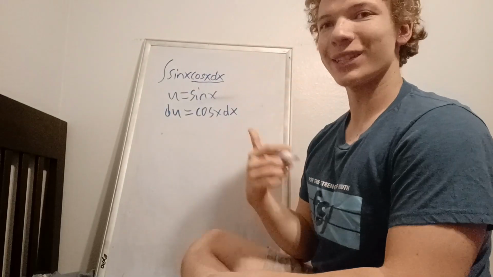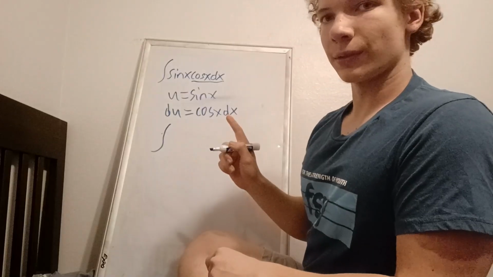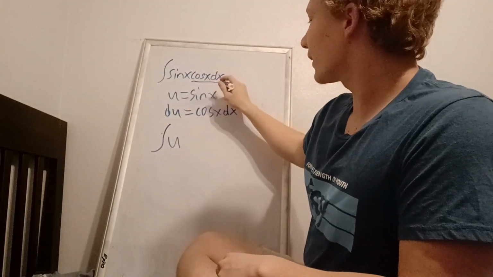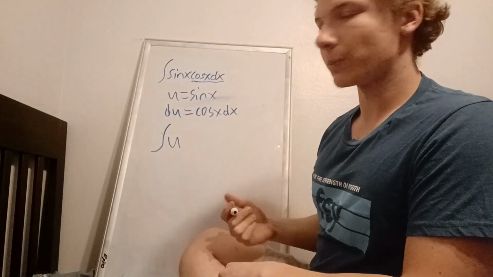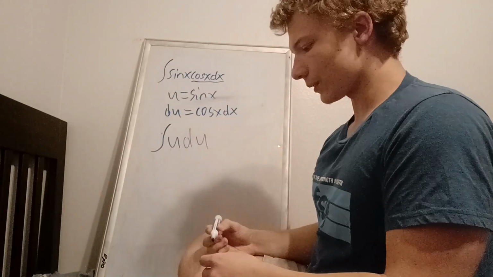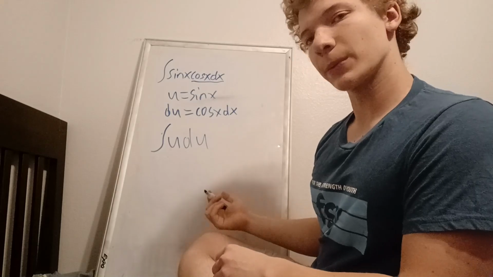Wait a minute, where have we seen that before, right? It's right there, which means we can rewrite this integral now. Sine x is just u, and then cosine x dx collapses to just be du. So this is our new integral. Now this is a very nice, easy integral, right? It's just the reverse power rule.